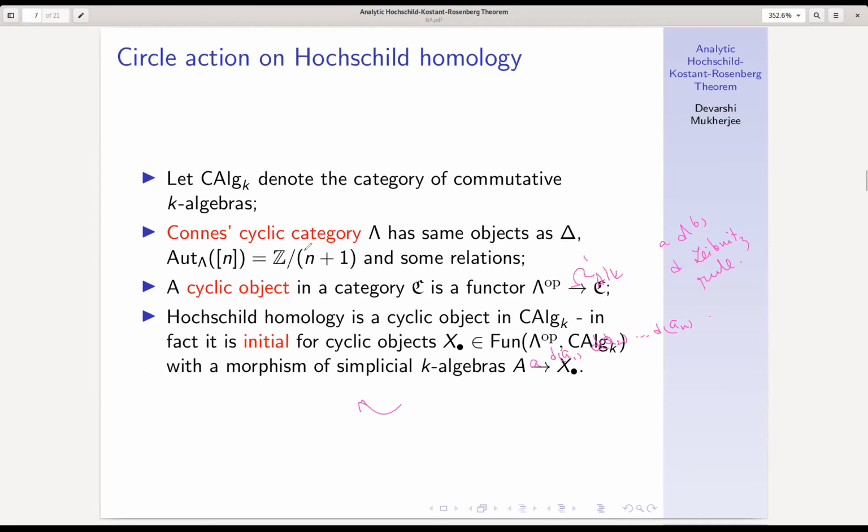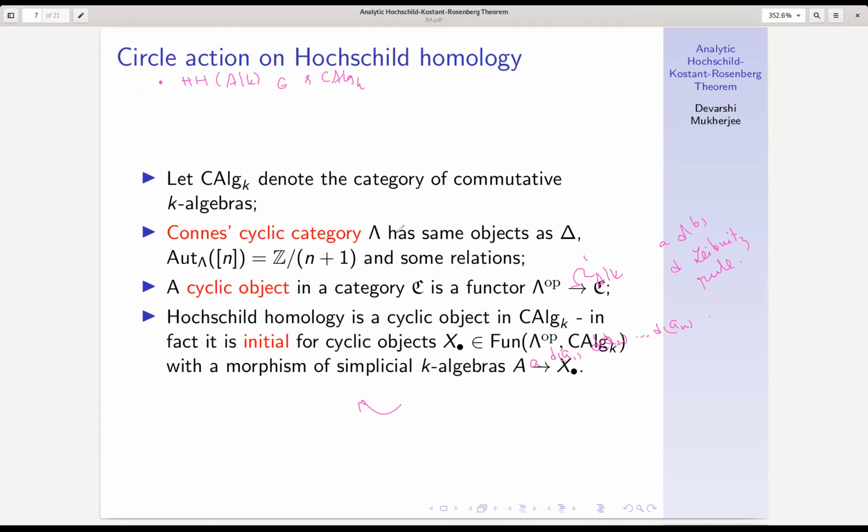Right. Now we want to understand, as I mentioned, there is some additional structure. The one additional structure that we know of is that we can view HH of A, when A is commutative, as an object of simplicial commutative K-algebras. Another structure that it has is an S1 action, so an action of a circle.